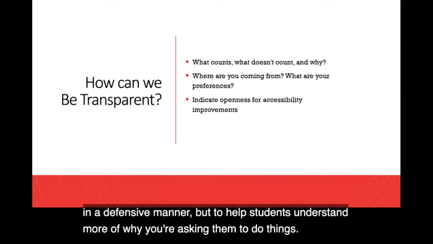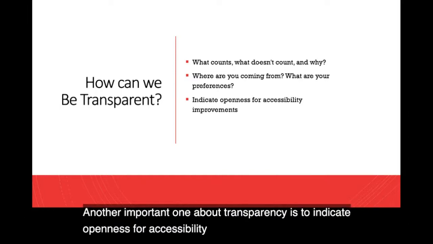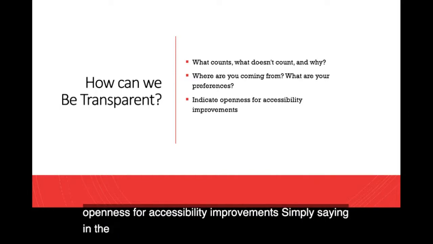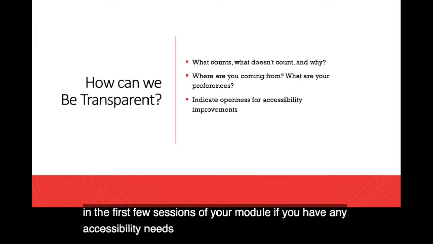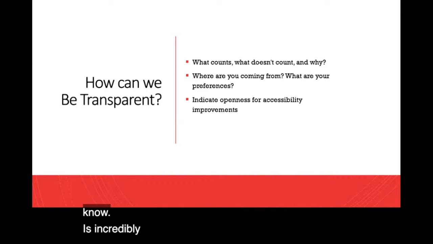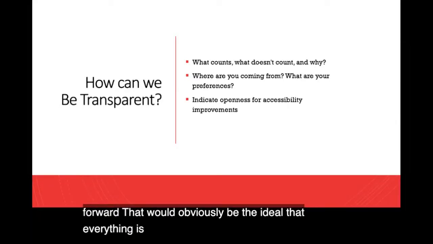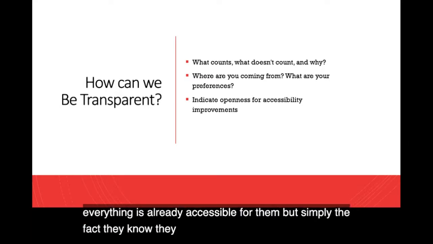Another important one about transparency is to indicate openness for accessibility improvements. Simply saying in the first few sessions of your module, if you have any accessibility needs, please feel free to come let me know, is incredibly powerful. Students may not need to come forward. That would obviously be the ideal, that everything's already accessible for them. But simply the fact they know they can be incredibly helpful.